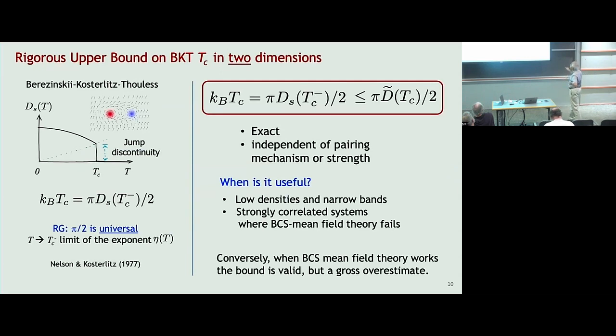So it's not immediately obvious, since Tc appears on both sides of this equation, that it's going to be useful, but at least it's exact, it's independent of pairing strength and mechanism, so long as you have a BKT transition in two dimensions. So as I'll try to show you, it's very useful when you have low densities and narrow bands and strongly correlated systems where BCS mean field theory fails. Conversely, when BCS mean field theory works, this is an exact result, it's still valid, but totally useless.